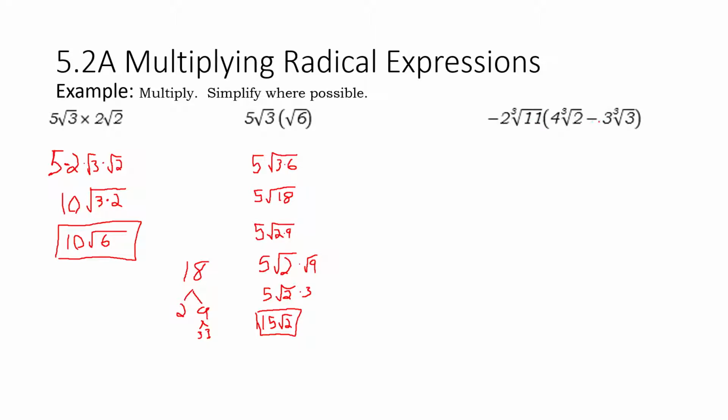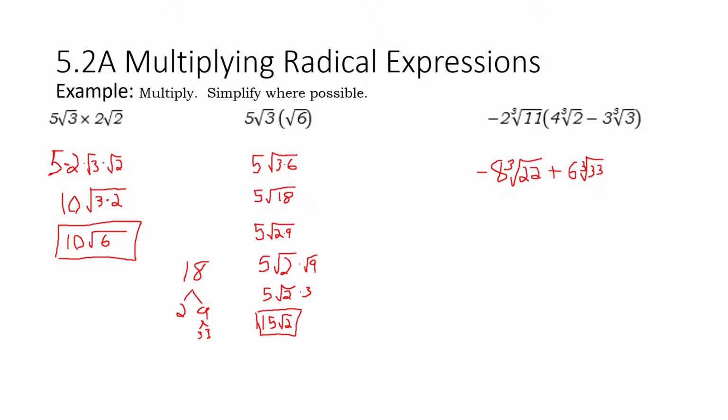When you're multiplying a binomial, just use the distributive property. You're going to multiply this inwards to both of them. So negative 2 times 4 is negative 8. 11 times 2 is cube root 22. Do note that this is a cube root. And then negative 2 times negative 3 cube root 3 is going to be plus 6. And then 11 times 3 is cube root 33.